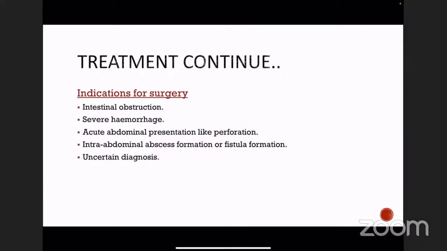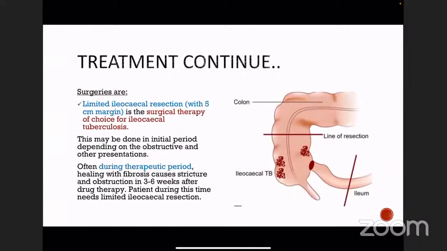So what operative interventions can you think about? First and most common is limited ileocecal resection. That is, with a 5 cm margin, the surgical therapy of choice for ileocecal tuberculosis. In most patients, we cut a 5 cm segment of ileum and 5 cm of cecum from the diseased part, right? And we do an ileocecal anastomosis. That is the most common treatment we do.